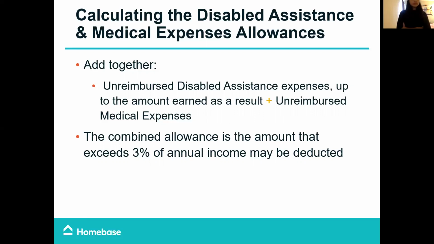So the assistance is to enable someone in the household to work. So you take into account all of the expenses for that assistance up to the amount that is earned as a result. And then you add those unreimbursed medical expenses. And if that total amount is over 3% of the household's annual income, then the amount that's over 3% can be deducted. That's the amount of the allowance that you're subtracting.